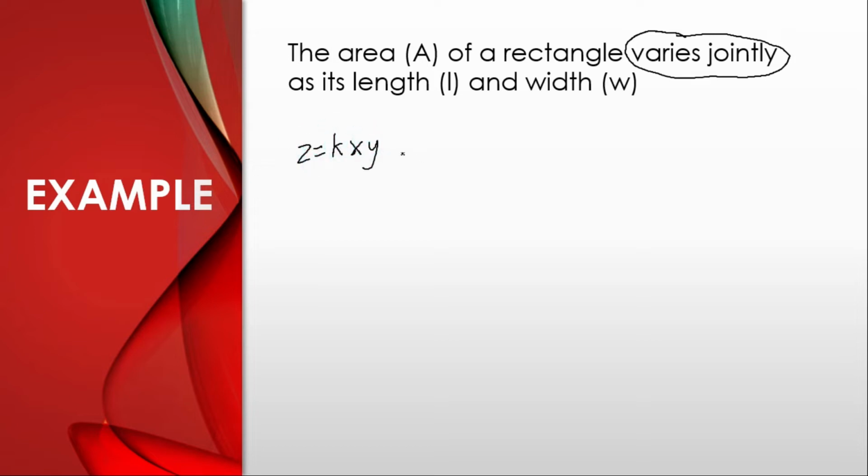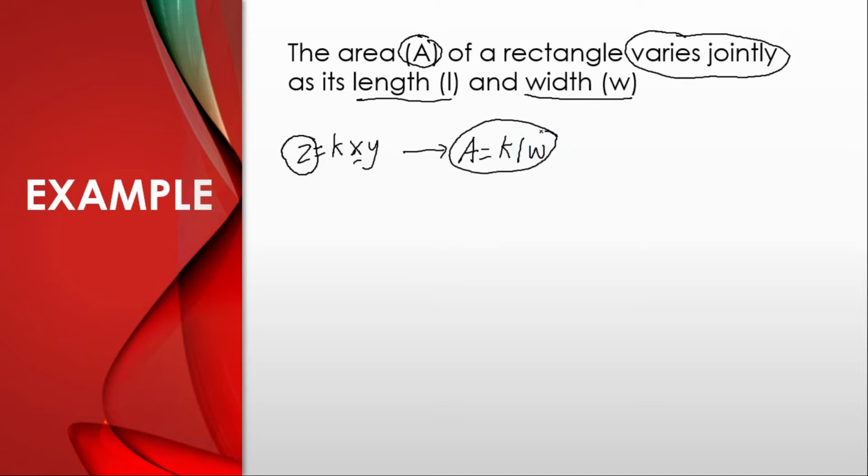So, substitute natin si z. Saan ba si z? So, si z, yung mga variable na nandito sa left side ng ating equal, ito yung mga variable na una sa ating varies jointly. So, ang z natin will be a. Kaya a equals k, tapos yung ating x, yung sumunod na variable which is the length, tapos yung y natin will be the w. So, k, l, w. So, that will be our new equation for our given problem.